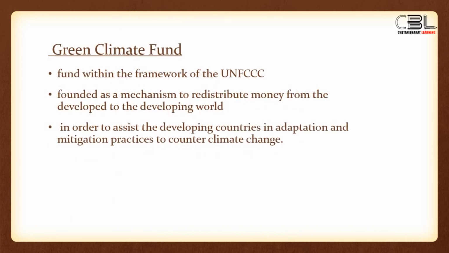Now we should learn something about Green Climate Fund because it can be asked again and again. Actually, it is a fund within the framework of UNFCCC. And it was founded as a mechanism to redistribute money from the developed countries to the developing countries so that those developing countries can adapt and adopt mitigation practices to counter climate change.